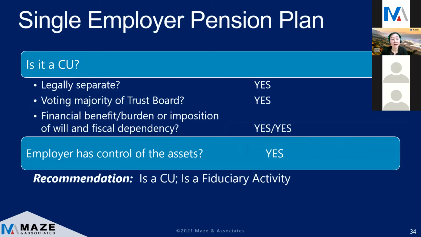All right. So for a single employer pension plan, this is very similar to what we just talked about in OPEB. It is considered a component unit, and it should be reported under the fiduciary activities, mainly because you do have control over the assets, and it also fulfills the criteria of the component unit.